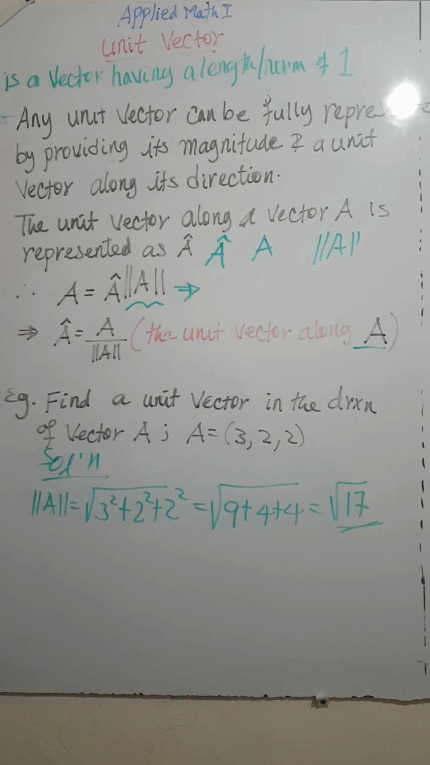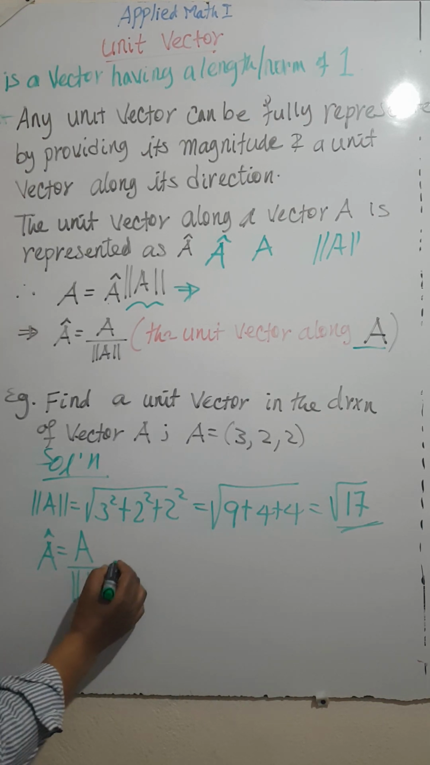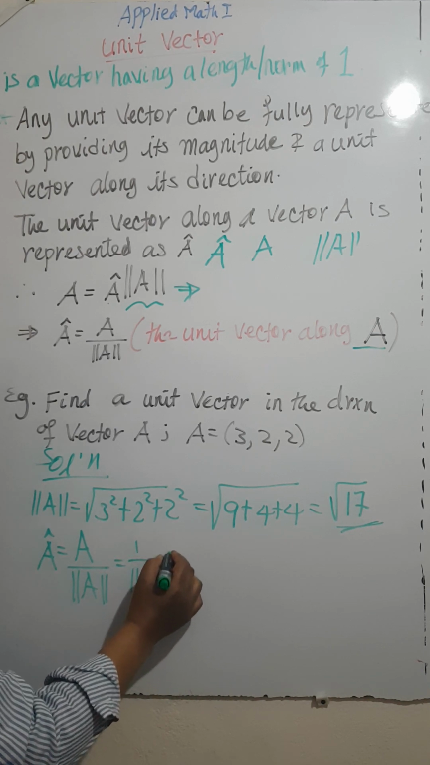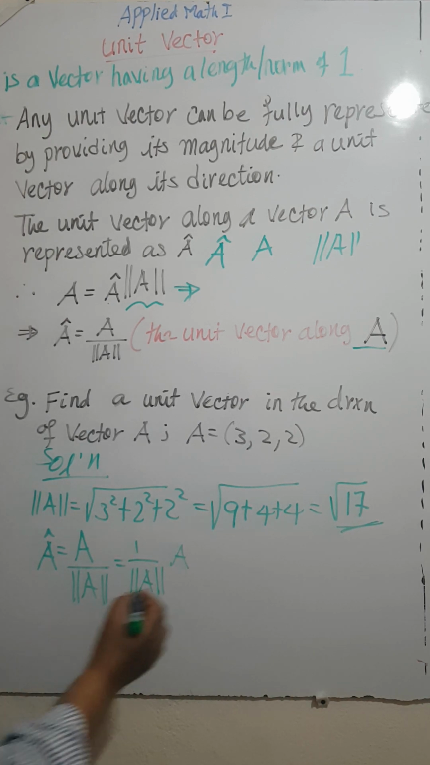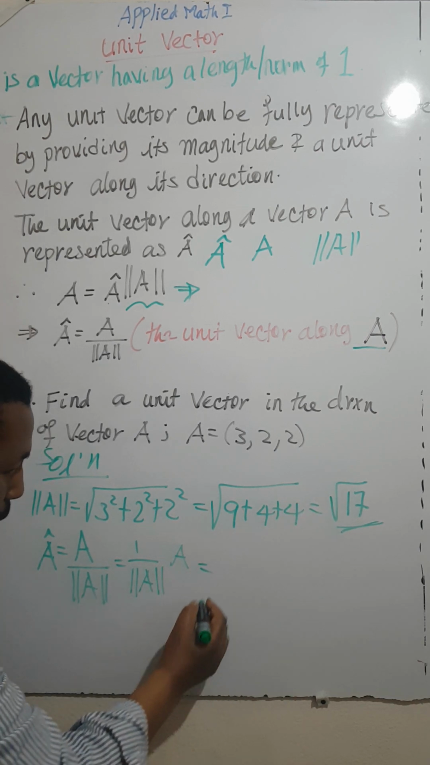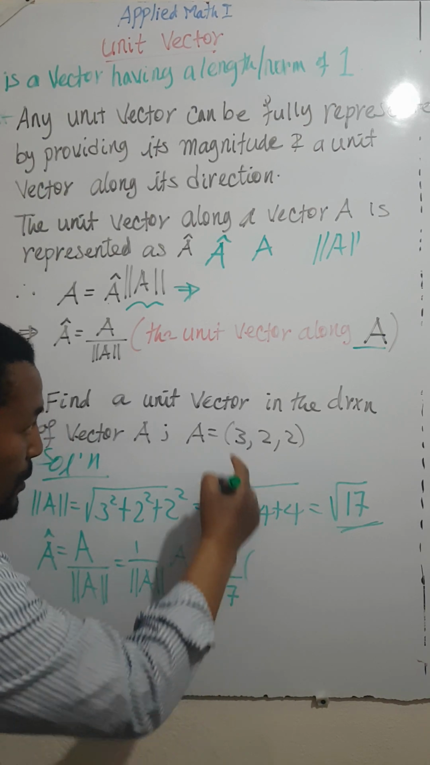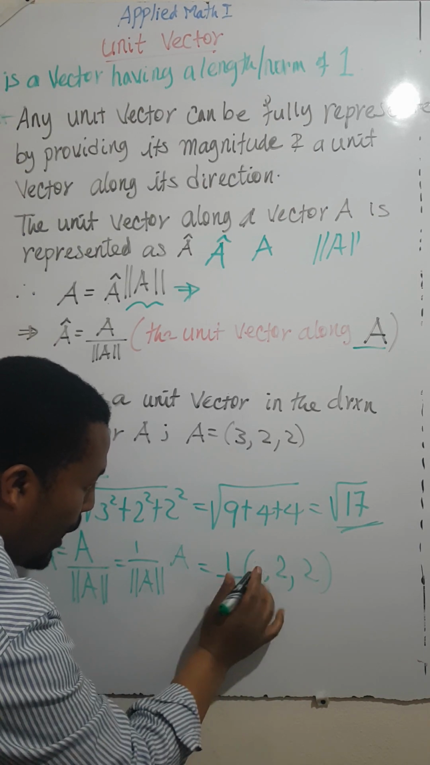ስለዚህ the unit vector along A is equal to the vector A itself divided by the norm of A. This means 1 over norm of A times vector A. ይሄ ምን ማለት ነው? Since the norm of A is square root of 17, this is equal to 1 over square root of 17 times (3, 2, 2), which is the unit vector along A.